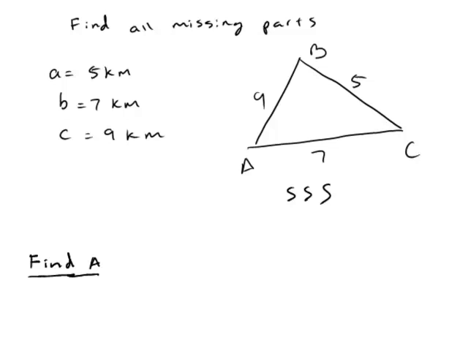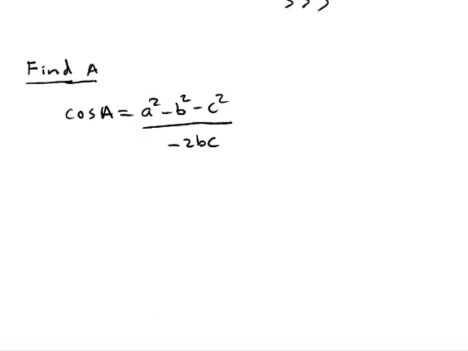Okay, so we'll start with A. So we know that the cosine of A is going to be equal to A squared minus B squared minus C squared divided by negative 2BC. Okay, so that's our formula for the law of cosines when we're given three sides. This is one of them. Okay, so then we put the information in. So it's going to be 5 squared minus 7 squared minus 9 squared, divided by negative 2 times 7 and 9.